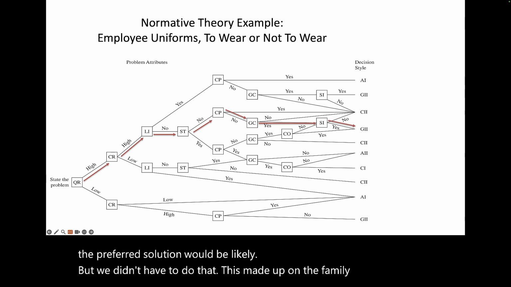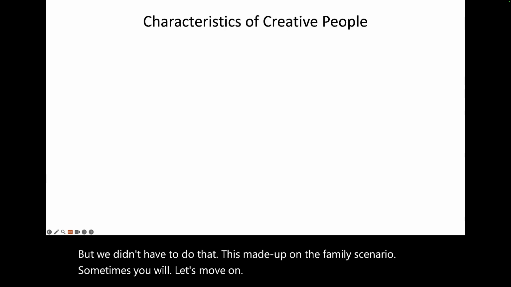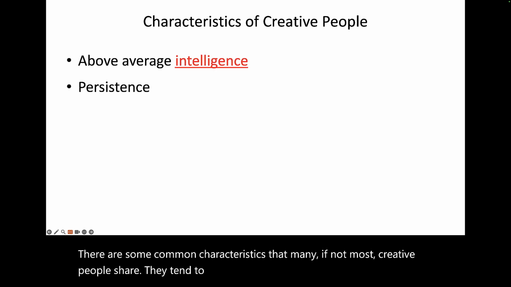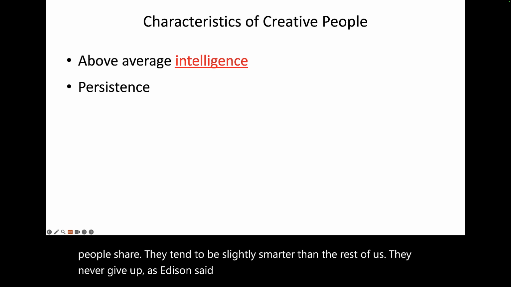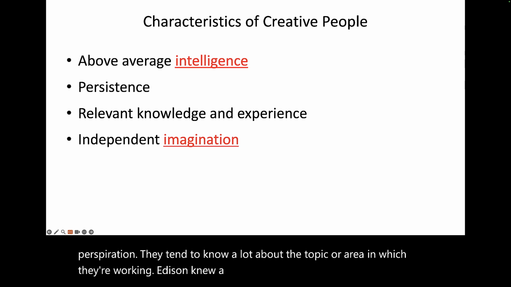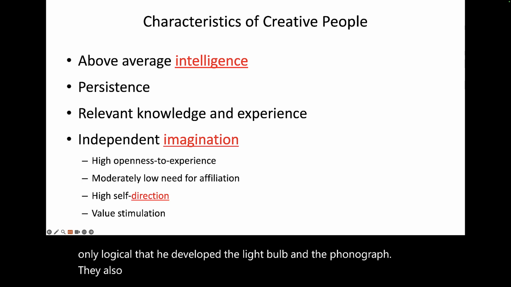There are some common characteristics that many, if not most, creative people share. They tend to be slightly smarter than the rest of us. They never give up. As Edison said, genius is 1% inspiration and 99% perspiration. They tend to know a lot about the topic or area in which they are working. Edison knew a lot about electricity and electric devices. It's only logical that he developed the light bulb and the phonograph. They also tend to be quite imaginative, often way outside of what others would imagine. This imagination is comprised of several traits and dispositions.